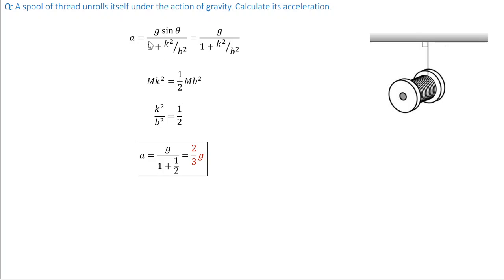This is very similar to rolling down an inclined plane. We have done the derivation of the acceleration of an object rolling down a plane, and we considered the specific case of a drum where the moment of inertia equals half m b square, where b is the radius of the drum. As I said, that is a very special case.